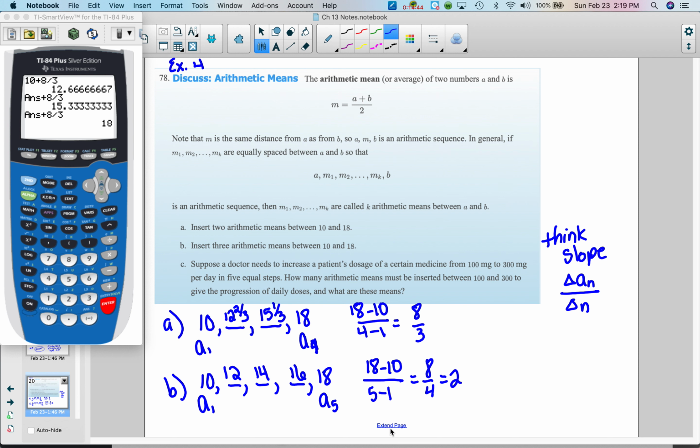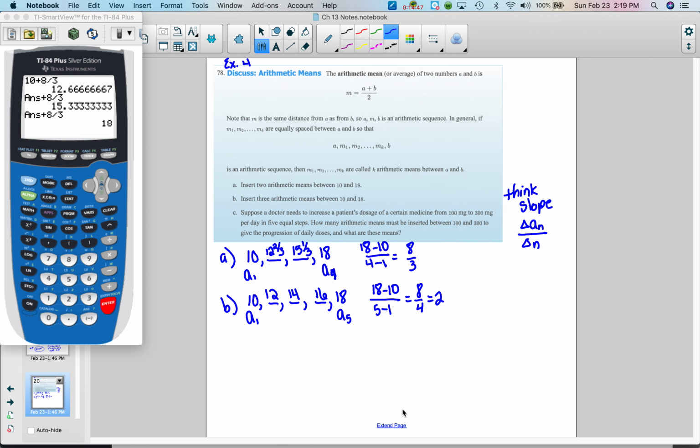And then for part C, I know when I extend the page it's going to make it skinnier, but hopefully you can still see that. Suppose a doctor needs to increase a patient's dosage of a certain medicine from 100 milligrams to 300 milligrams per day in 5 equal steps. How many arithmetic means must be inserted? Well, to figure that out, I actually kind of draw it out with my little lines there. So here would be 1 increase, 2 increases, 3 increases, 4 increases, and then the 5th increase needs to be our 300. So that would be 5 equal steps.